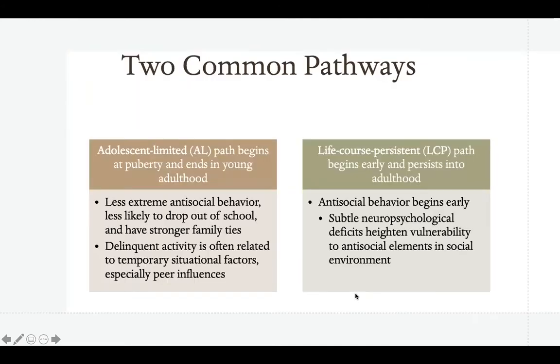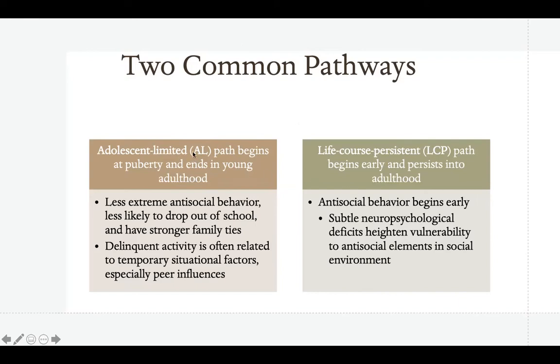Now, there are two common pathways where this can go. We did talk about two types of onsets, childhood onset and adolescent onset, earlier. Now we talk about where this is going in life. Now we can talk about an adolescent limited path, and then we could talk about a life course persistent path, or LCP for short. The adolescent limited path actually has a better prognosis compared to the life course persistent.